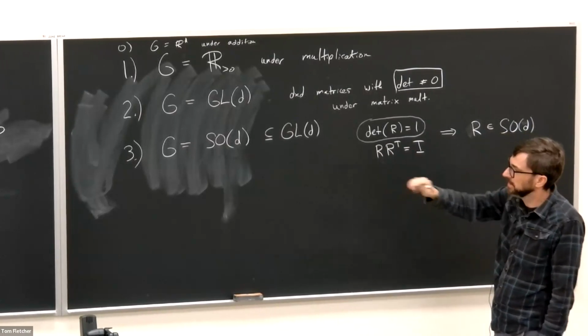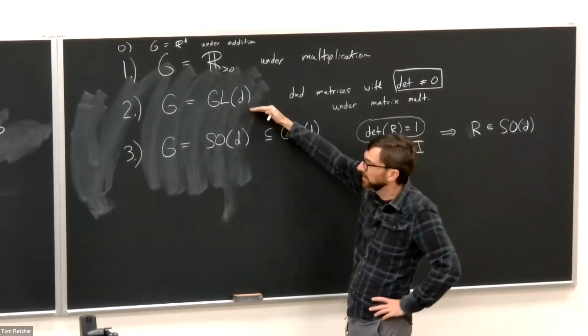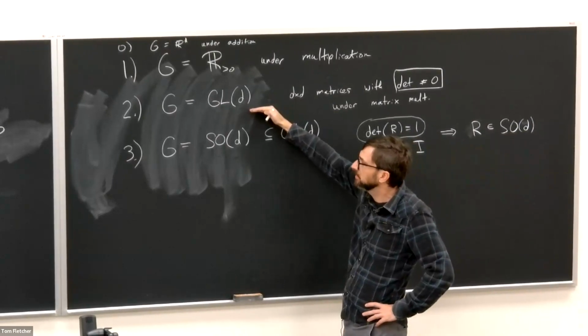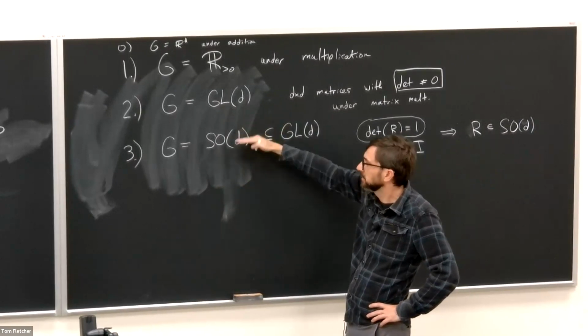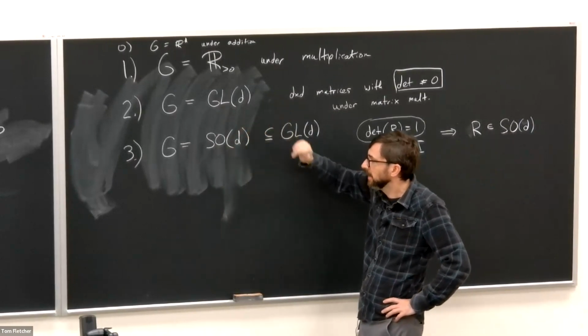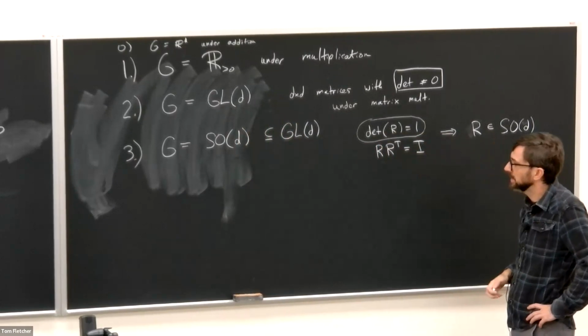So that, plus the inheritance from GL(D) of smooth multiplication and smooth inverse, because it's still matrices. Again, hand waving, SO(D) is also a Lie group.